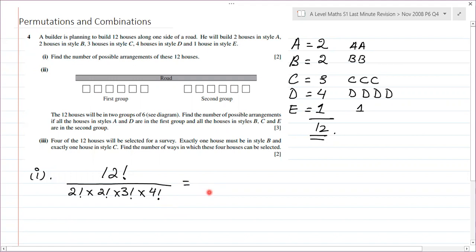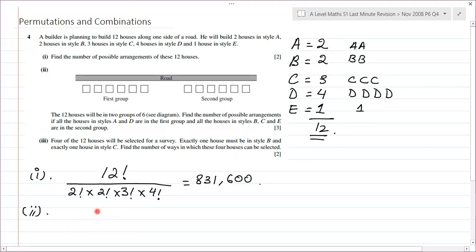And let's just calculate this. That should give us 12 factorial over 2, 2, 3, 4 factorial. And that would give us 831,600. That should be the answer. Part 2.